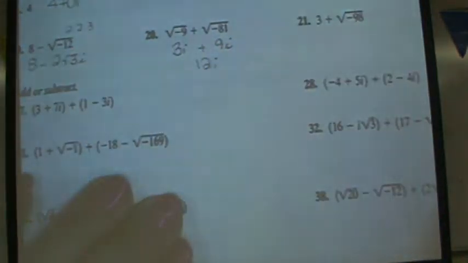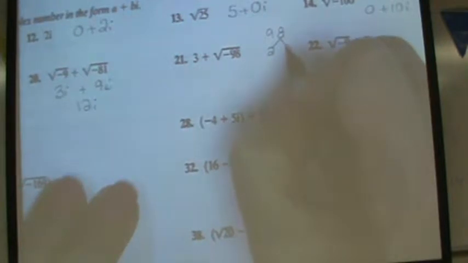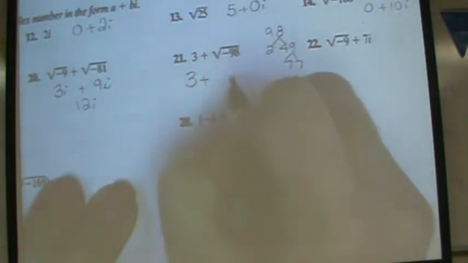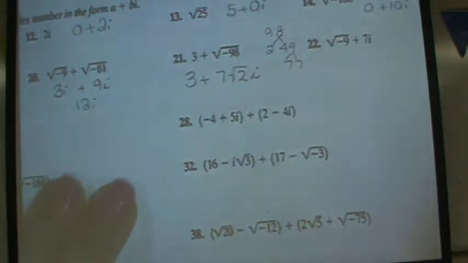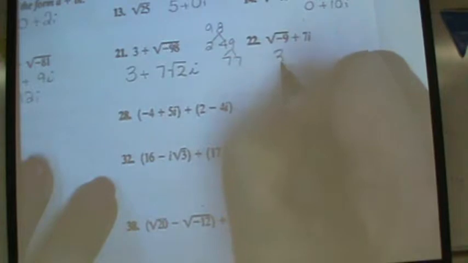Number 20, square root of negative 9 is 3i. Square root of negative 81 is 9i. And that gives you 12i. 98. 98, if you broke that up, you get 2 times 49 and 7, 7. So you get 3 plus 7 root 2 with an i. And 22, square root of negative 9 is 3i. 3i plus 7i is 10i.